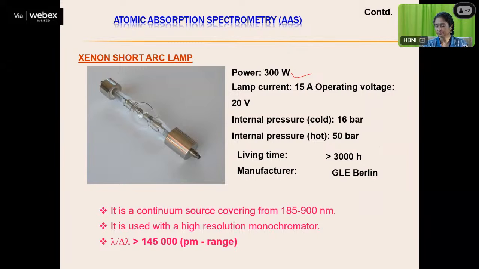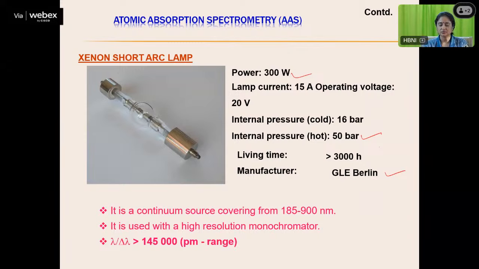Normally, your atmospheric pressure is how much bar? So it is in high pressure. Internal pressure when it is hot is 50 bar. Its living time, how long it can work, is more than 3000 hours. It is a patented product, manufactured by a company, GLE in Berlin.